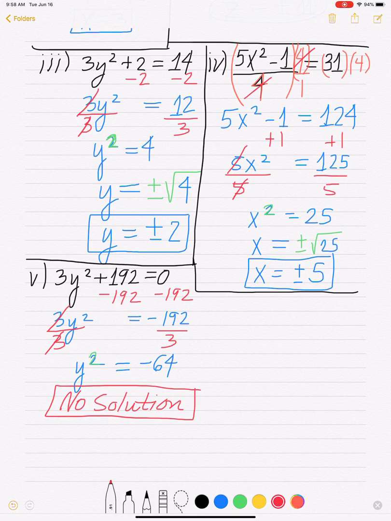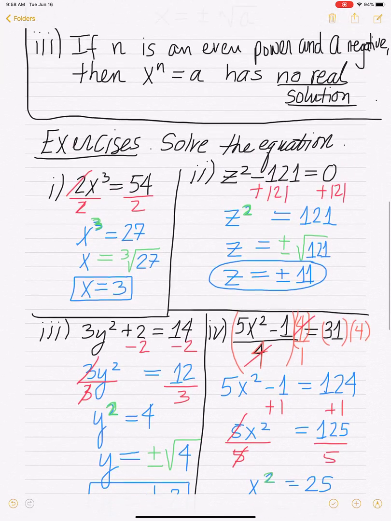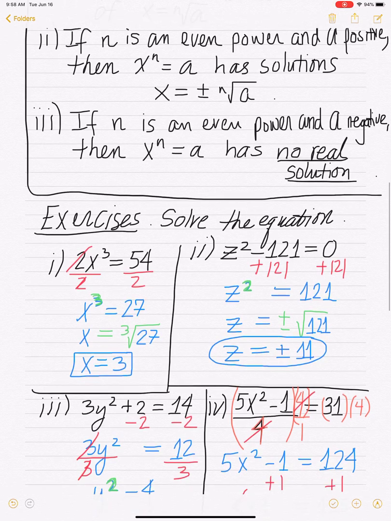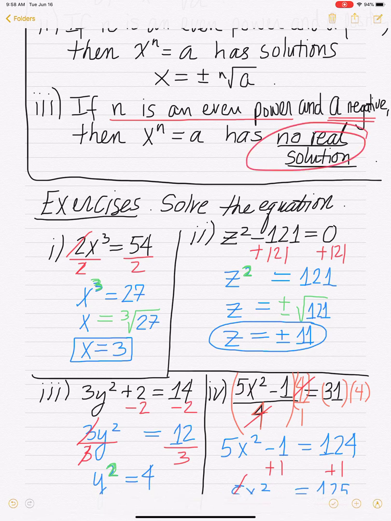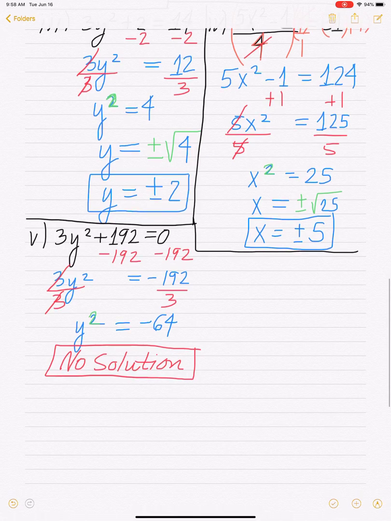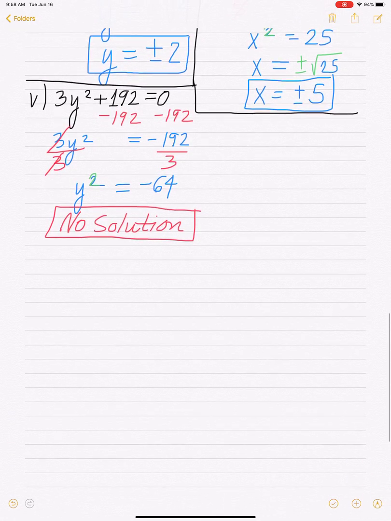And that was this third case right here, right? This third case that we talked about, when n is an even power and the right-hand side is negative, a is negative. No real solution. Okay, so be aware that sometimes that'll happen. Actually, those problems are a little bit less work.